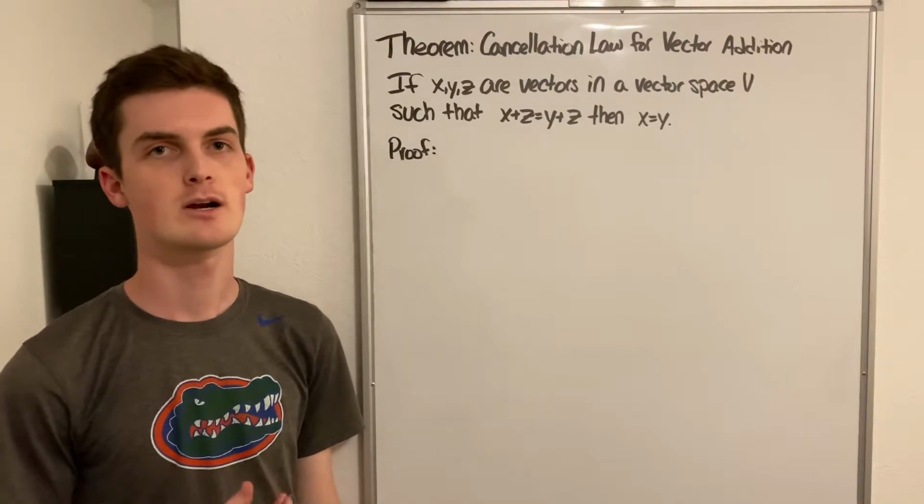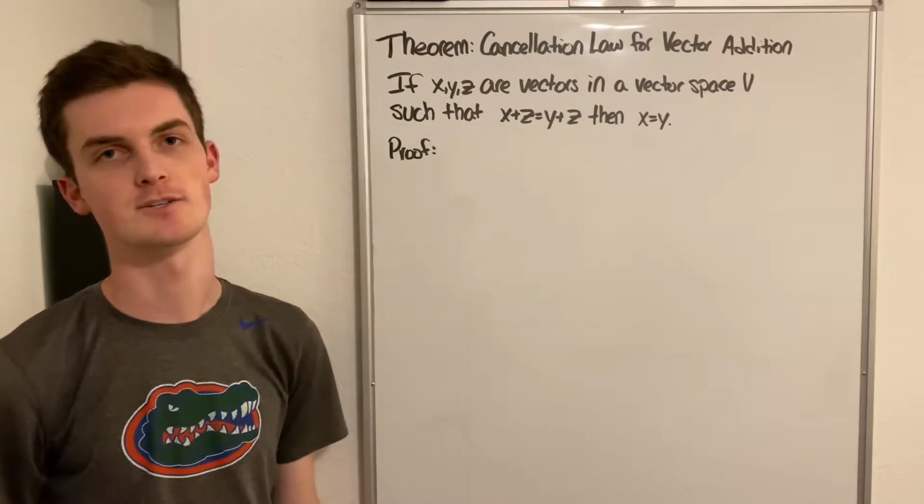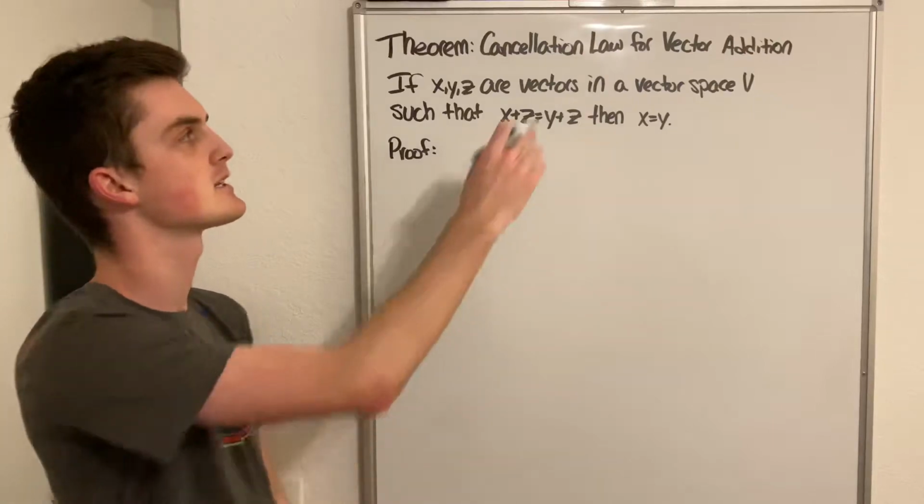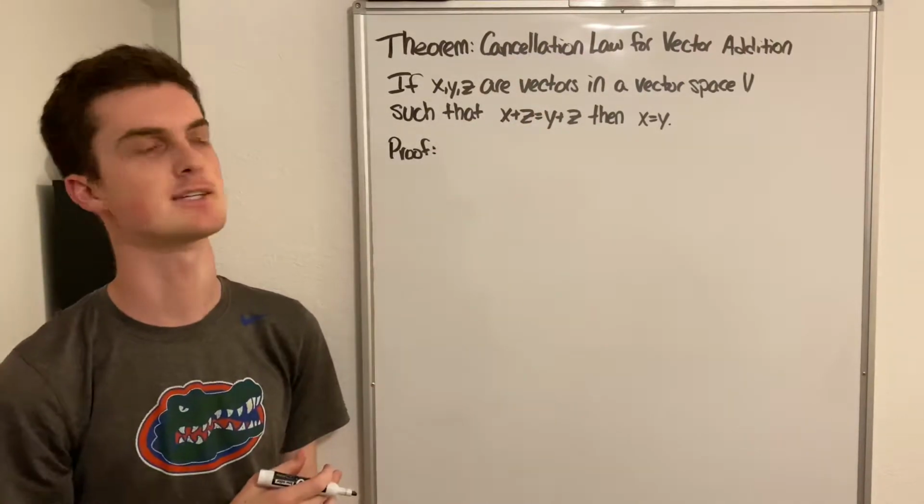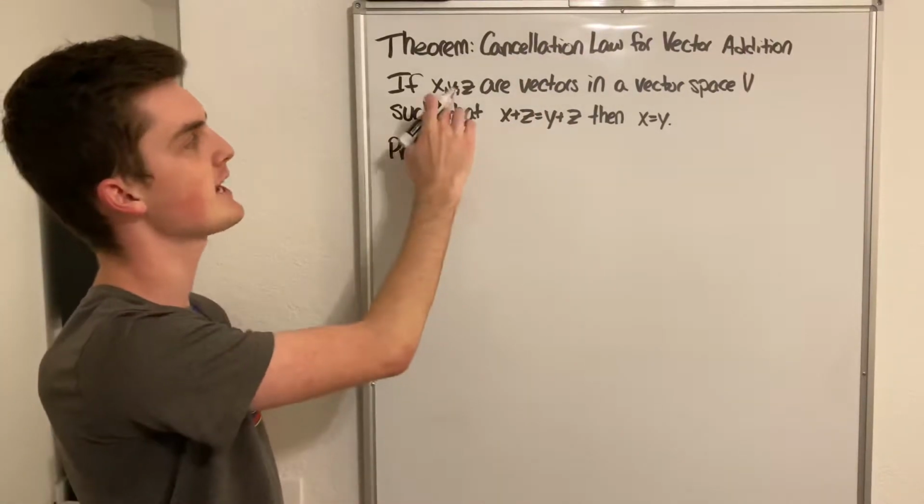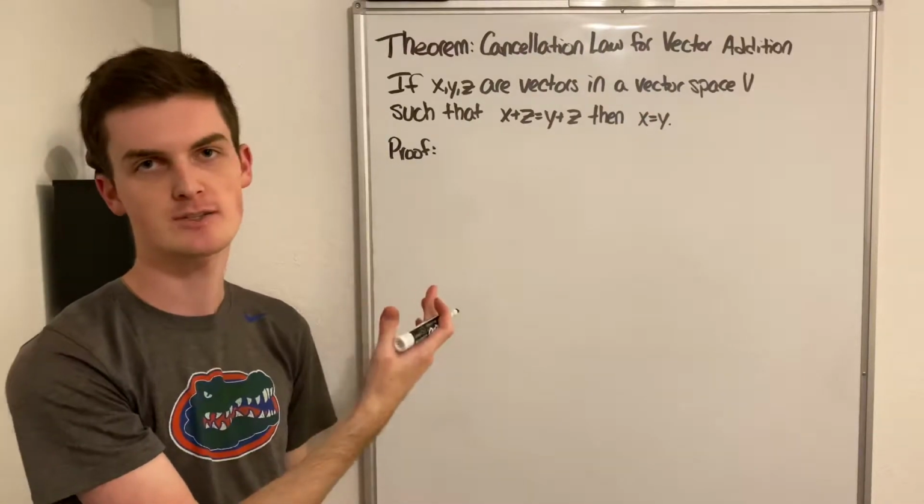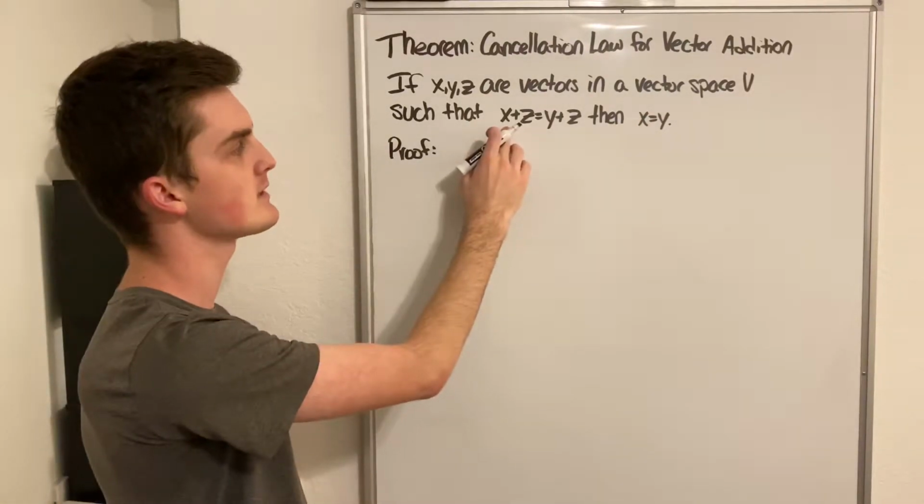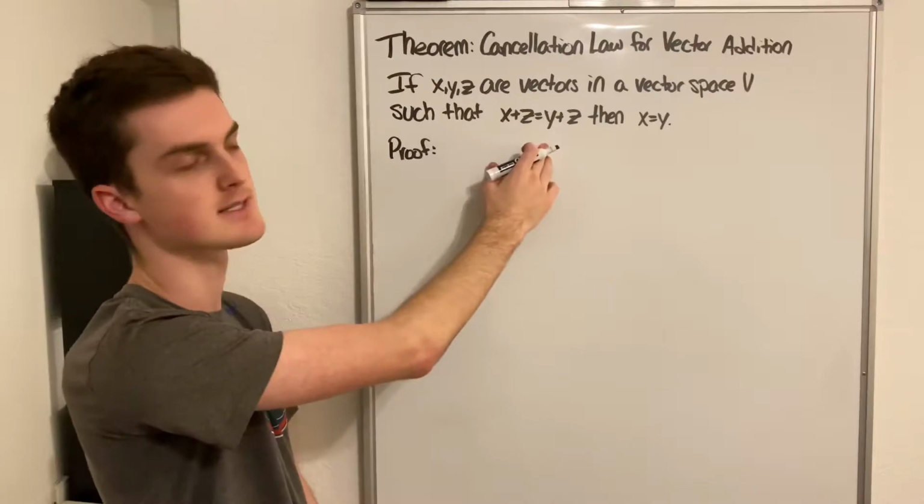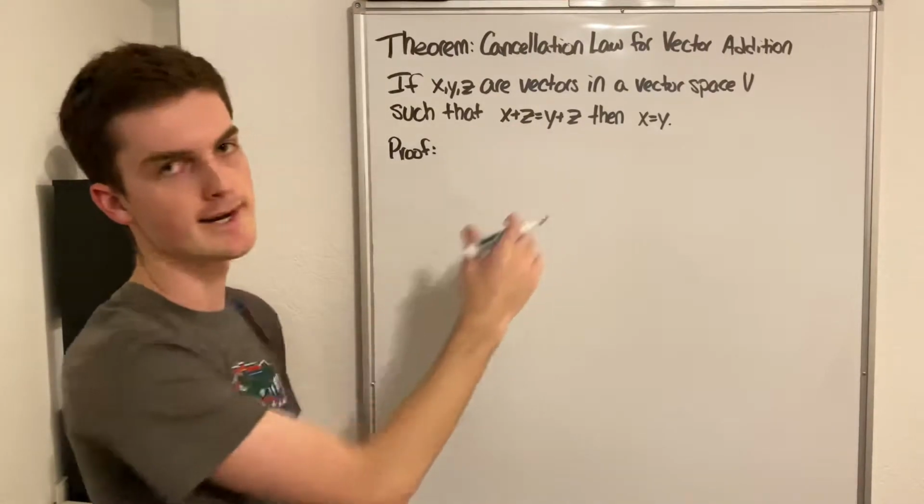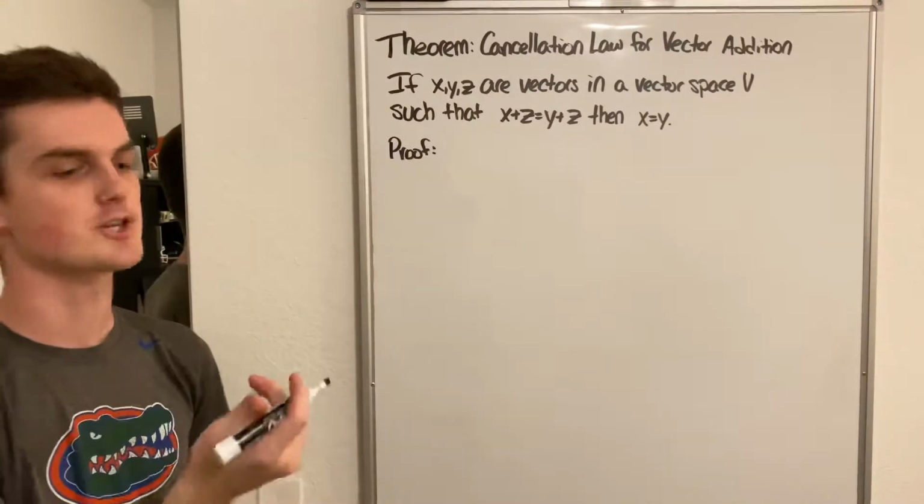I will now prove a theorem that follows from the definition of a vector space. It is called the cancellation law for vector addition, and it states that if x, y, and z are vectors in our vector space V, then if x plus z equals y plus z, well then x equals y. And I will now show you the proof.